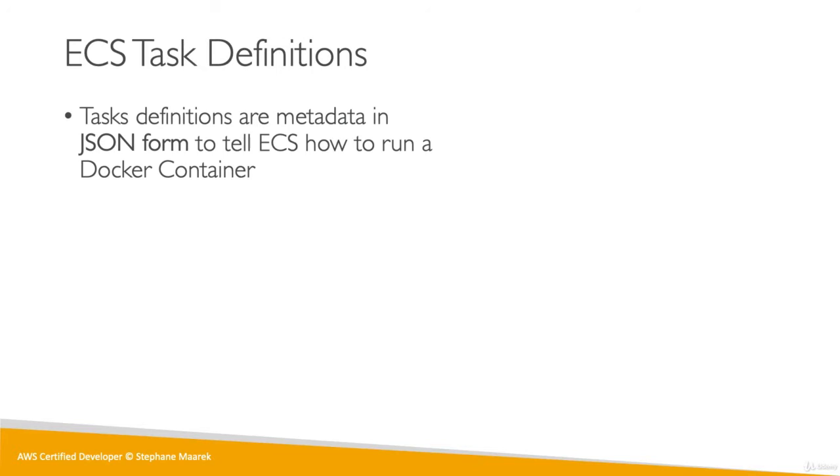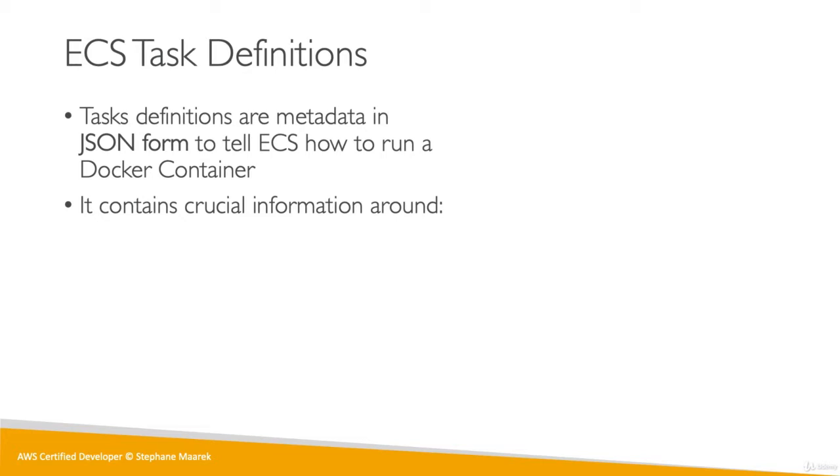Okay, so next we're going to look at ECS task definitions. So what is a task definition? Well, it's basically a definition, it's metadata, okay? And it's in JSON form, so it's a JSON document, and it will tell ECS how to run a Docker container. So it won't run it, but will tell you how to run it, and that's a definition in JSON form. Okay, so what is included in a task definition?